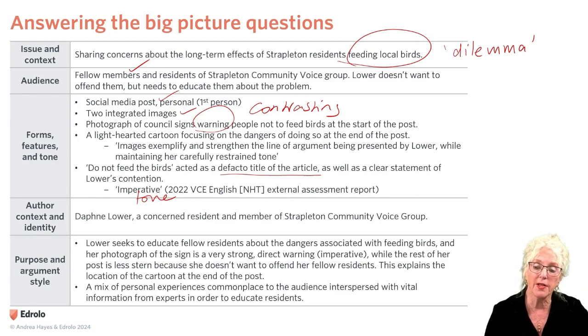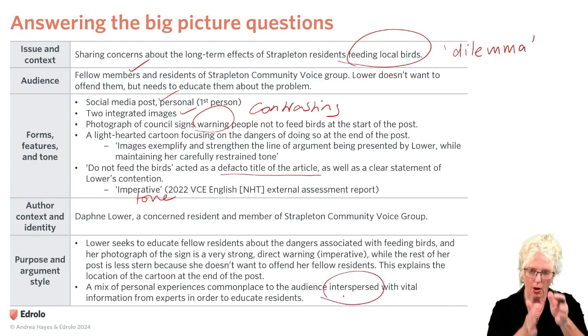Her photograph of the sign is a very strong, direct warning or an imperative, while the rest of her post is less stern because she doesn't want to offend her fellow residents. This explains also the location of the contrasting image at the end, the cartoon. She combines a mix of personal experiences that her audience would know, alternated with vital information from experts to educate the residents. So this is done very carefully.